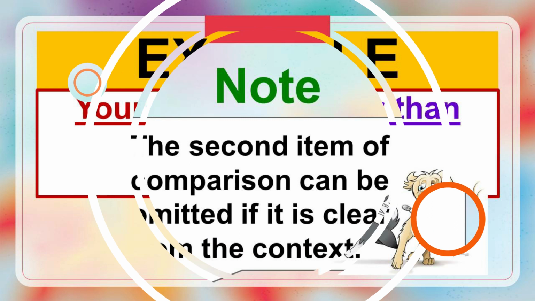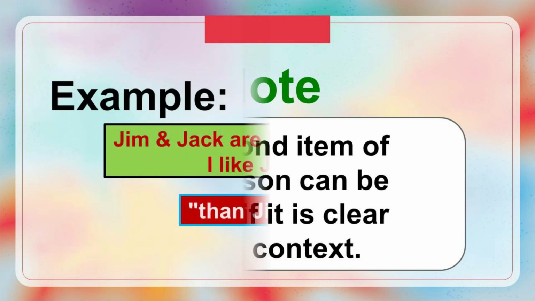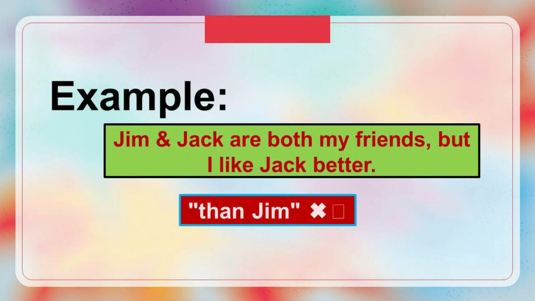Here is a note. The second item of comparison can be omitted if it is clear from the context. For example, Jim and Jack are both my friends, but I like Jack better. So, here Jim is completely omitted because it's understood.